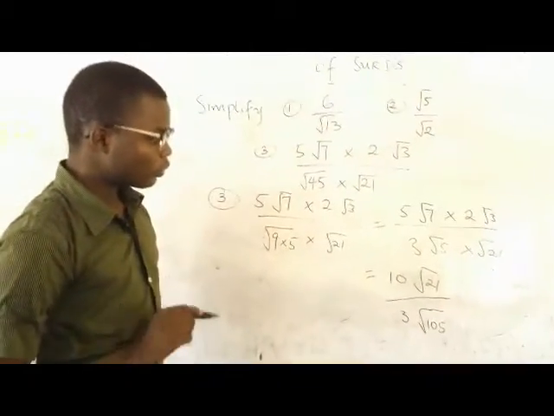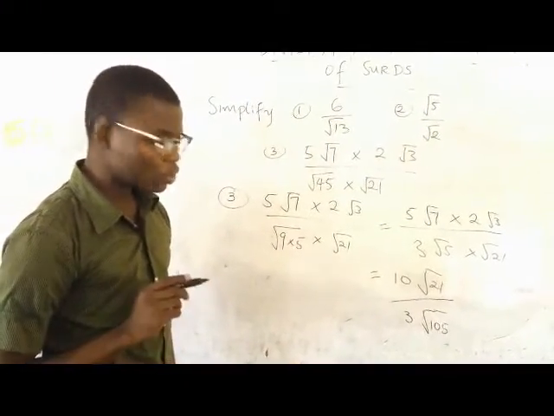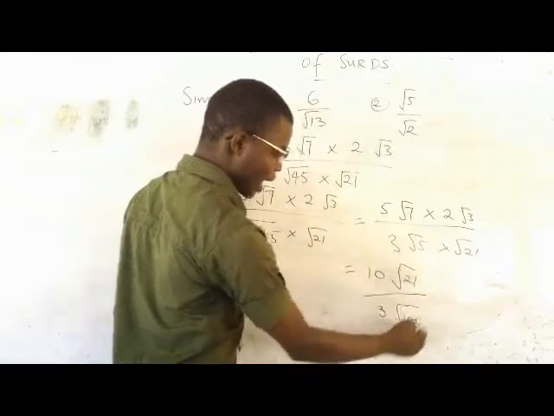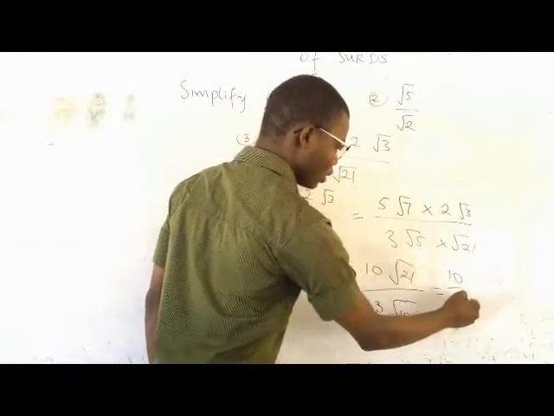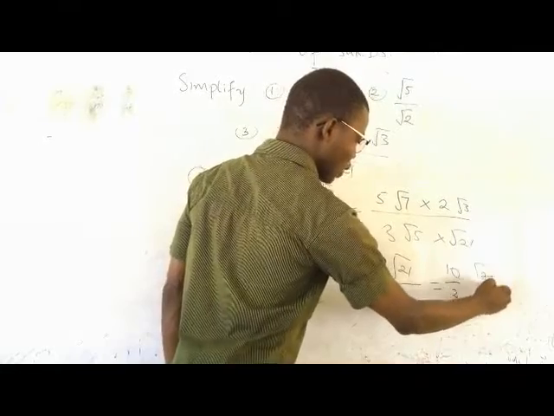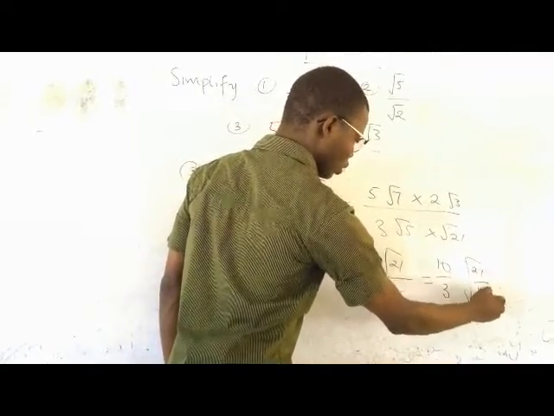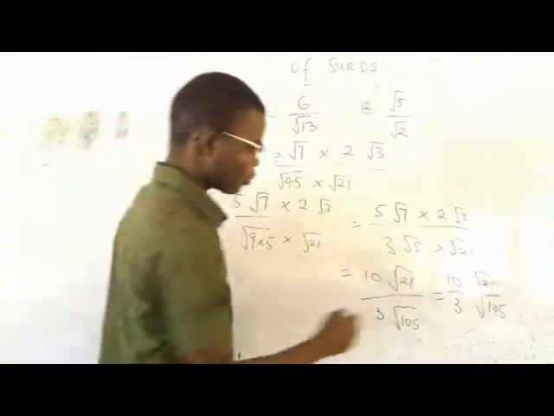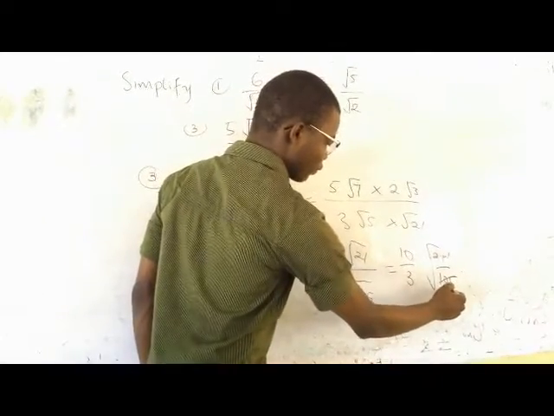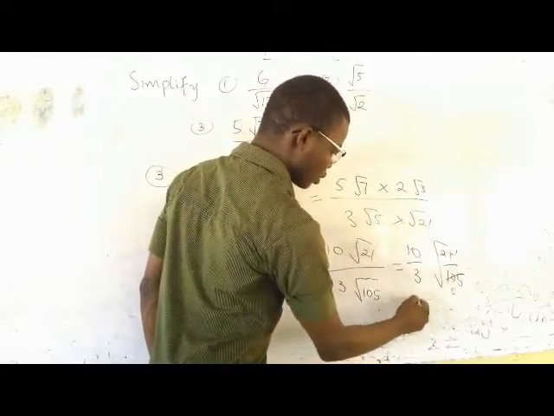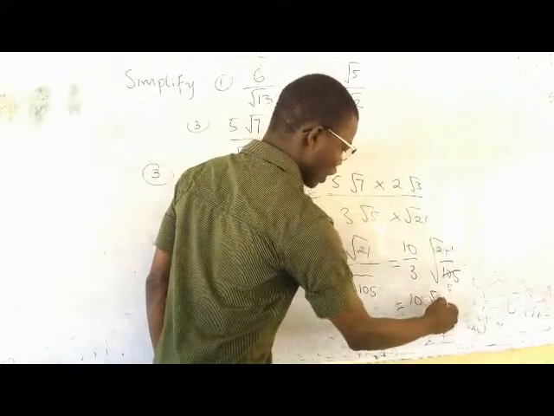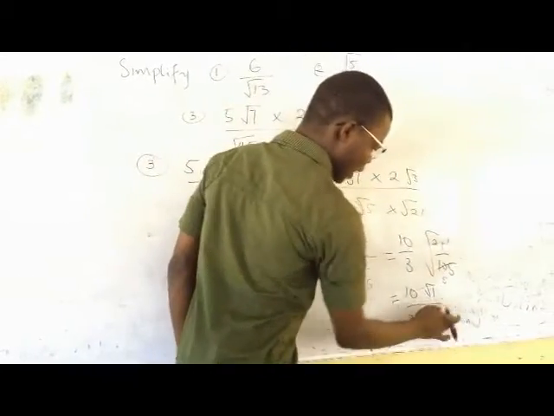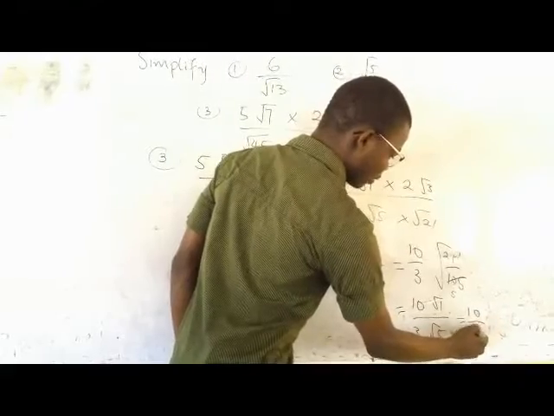Now don't forget, in one of the rules of indices in my videos, Basics of Surds, make sure you watch that. I can write this as 10 over 3 into root 21 over root 105. It's the same thing. Now, 21 here, 1, 21 here, 5. So this becomes 10 root 1 over 3 root 5. This is the same as 10 over 3 root 5.